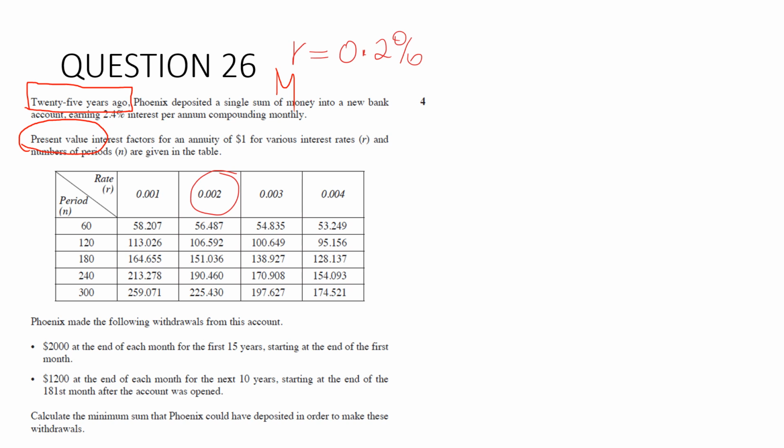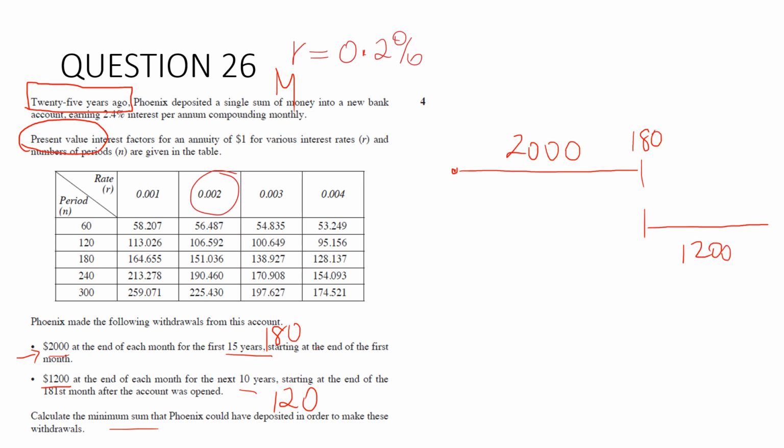Now that sum of money has to cover $2,000 at the end of each month for the first 15 years. So 15 times 12 is 180. And then $1,200 at the end of each month for the next 10 years, which is 120 payments. Okay, we'll calculate the minimum sum. So let's think about it like this. From 25 years ago, Phoenix is going to take out $2,000 at the end of each month for 15 years. So that's $2,000. And then after 180 months, they are going to take out $1,200.